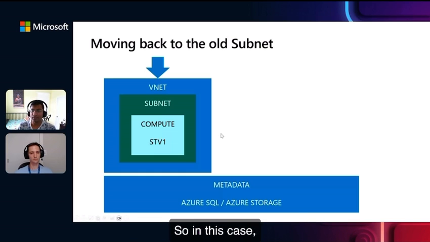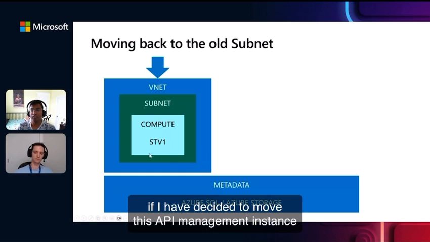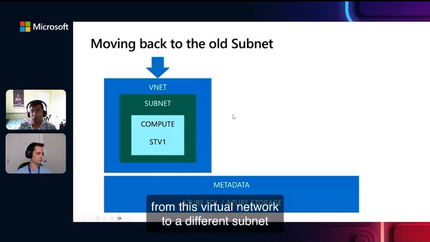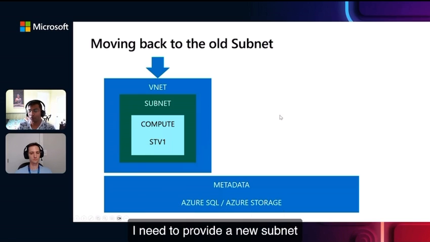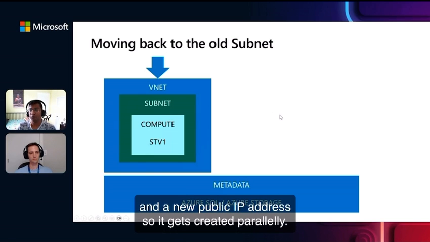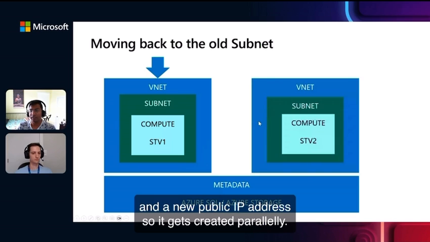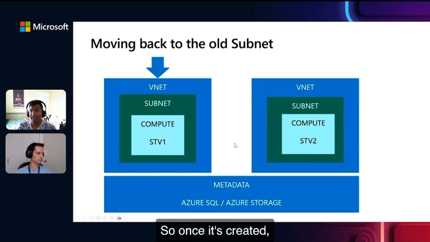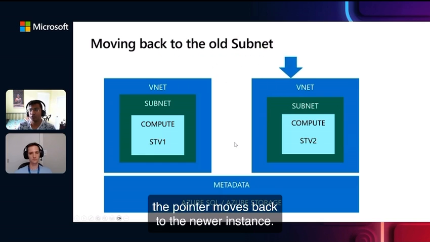So, in this case, if I have decided to move this API management instance from this virtual network to a different subnet or different virtual network, I need to provide a new subnet and a new public IP address. So it gets created in parallel. Once it's created, the pointer moves to the newer instance.